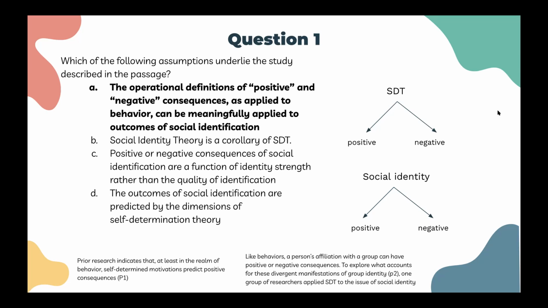The question stem is asking you to identify an assumption that underlies the study. In other words, you have to find an assumption that the researchers made to arrive at this hypothesis. This assumption would be that the operational definition of positive and negative consequences in behavior are the same in the previous SDT studies and the current study.